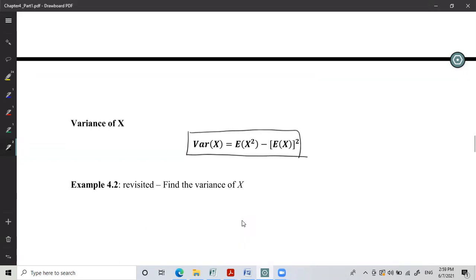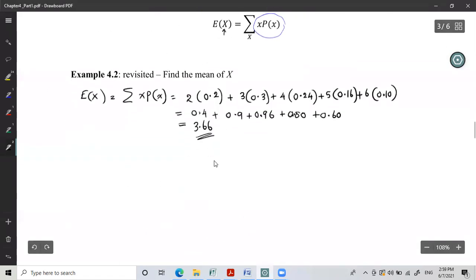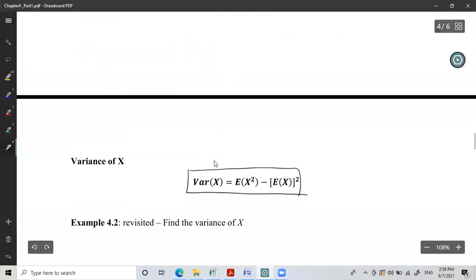What is the next one? E(X) whole thing square. E(X) you already know. See, E(X) you found it, 3.66. So this part you already know. Just square it, you are done. But you need E(X square). So how do you find it?